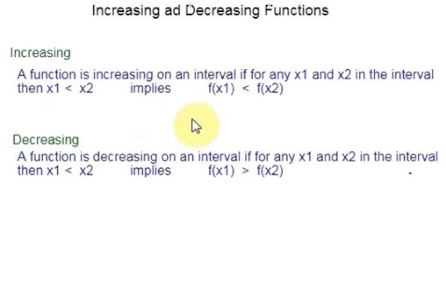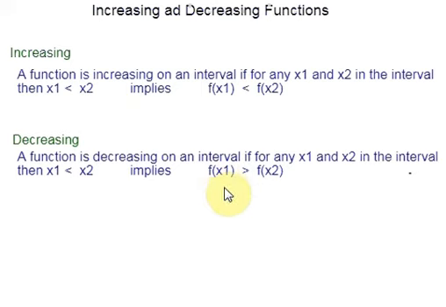A function is said to be increasing on an interval if for any 2 points x1 and x2 in that interval, x1 less than x2 implies f of x1 is less than f of x2. So this is the definition for an increasing function. Now let us move on to the formal definition of a decreasing function. A function will be considered a decreasing function on an interval if for any 2 points x1 and x2 in that interval, x1 less than x2 implies f of x1 is greater than f of x2. Hope you are clear with these formal definitions of increasing and decreasing functions.